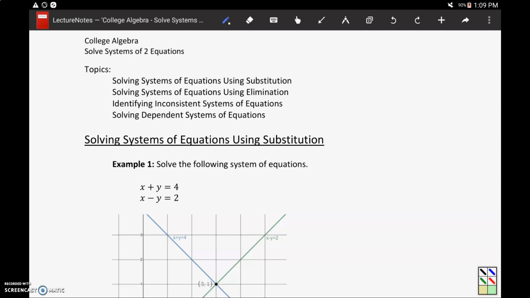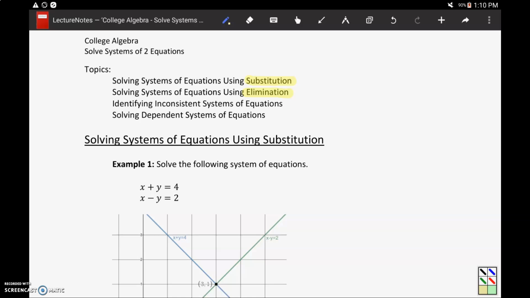When we talk about solving systems of two equations, we can look at using either substitution or elimination, two different methods for solving these systems. The two methods are interchangeable. It's a good idea to practice both methods, and we'll look at examples of both.